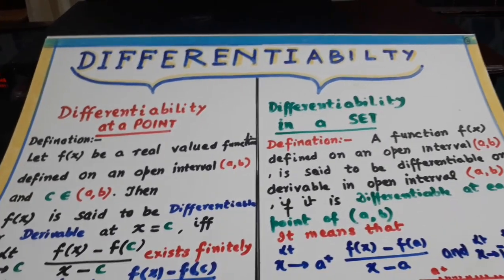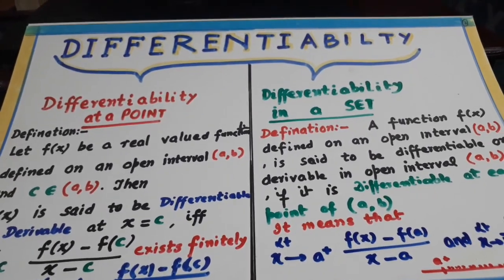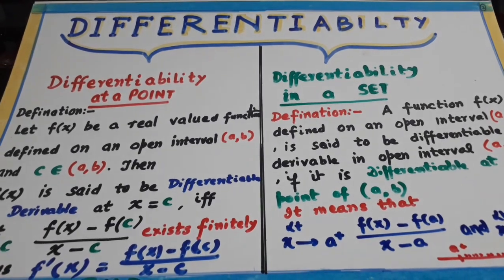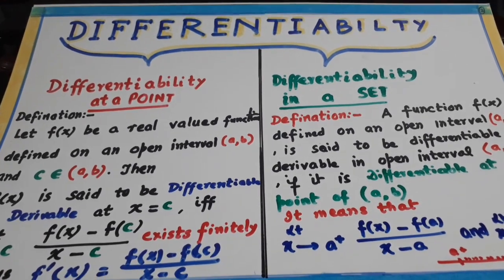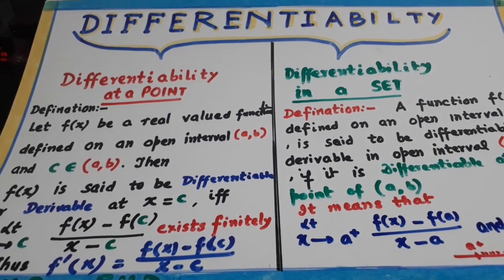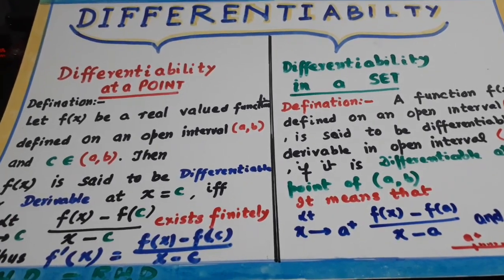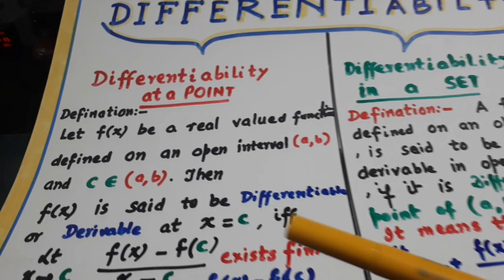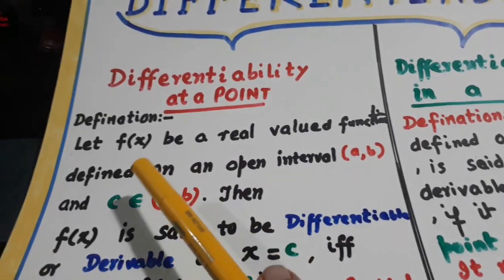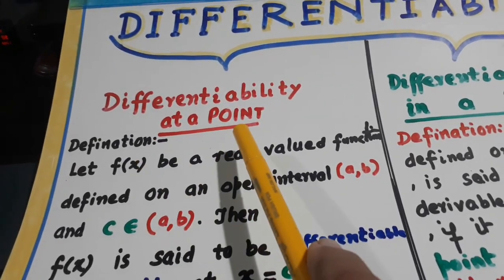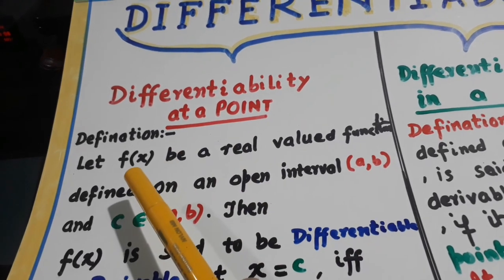So, this differentiability can be at a point or it can be in a set. So, we shall be discussing both of them. Look here, the definition is like this. It is differentiability at a point.